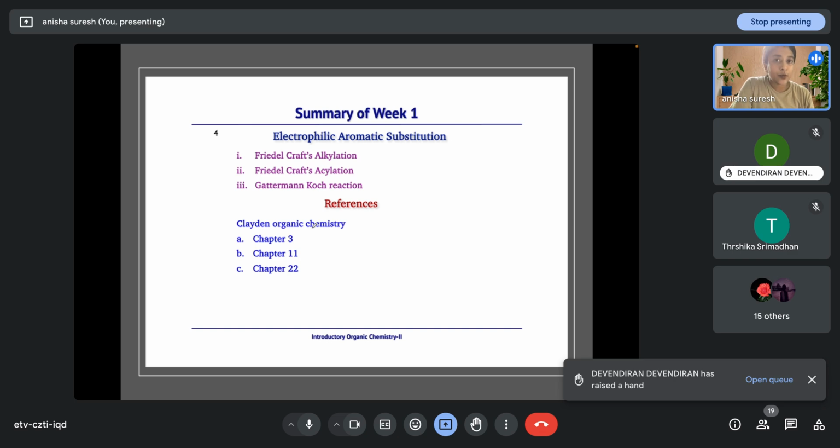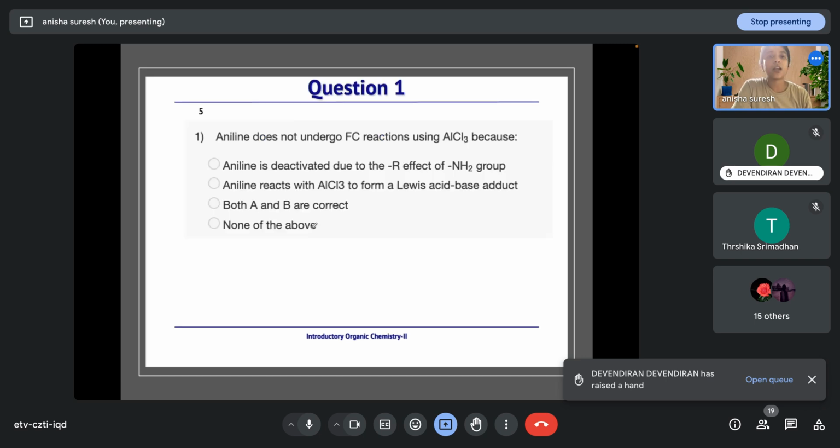Now we will go straight to the practice problems, that is, previous year assignment questions from previous course sessions. Coming to question 1: Aniline does not undergo Friedel-Crafts reaction using AlCl3 because... So what is the reason behind it?